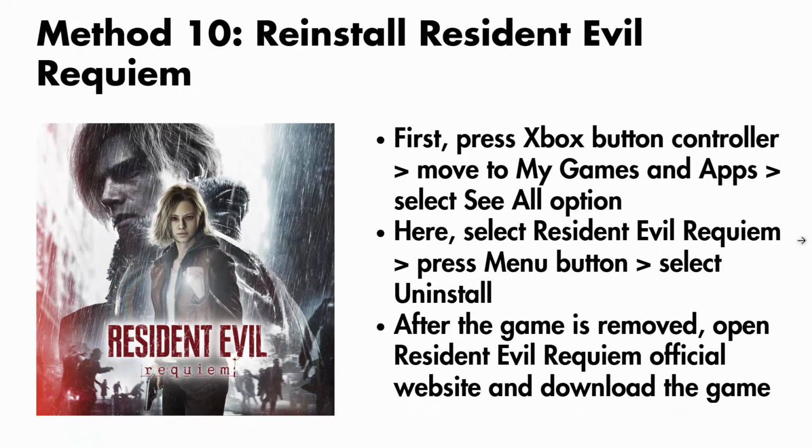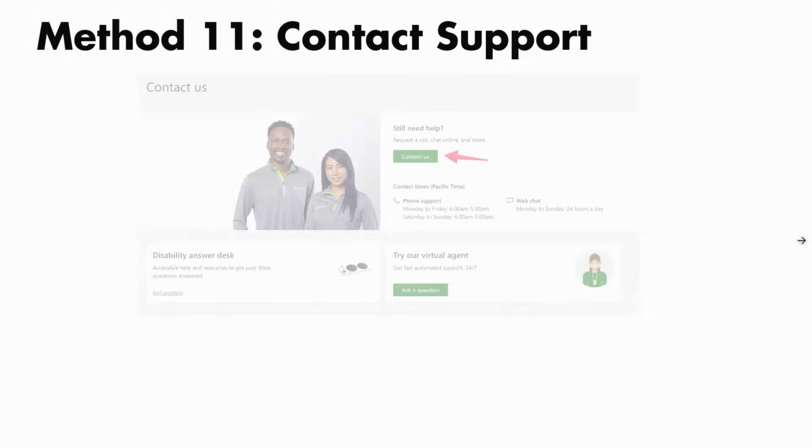Next is to reinstall Resident Evil Requiem game. For that, press Xbox button on controller, then move to My Games and Apps, then select See All option. Here select Resident Evil Requiem, then press menu button and then select uninstall. After the game is removed, open Resident Evil Requiem official website and download the game and then check if the issue is fixed. If not, then the final solution is to contact support.